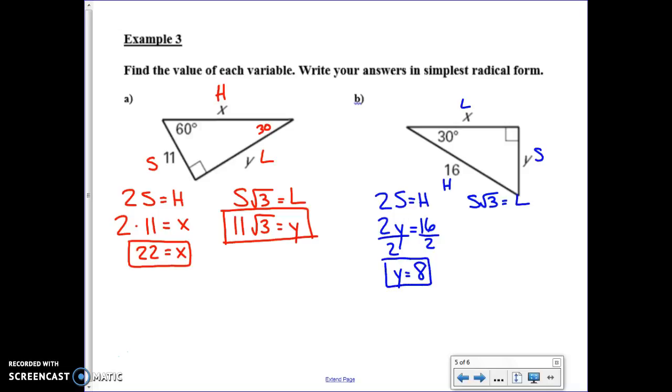Over here, I need the short side, which is y, but I just found that y is 8, so I'm going to go ahead and put an 8 there. I'm going to bring down radical 3, and that equals the long leg of x.